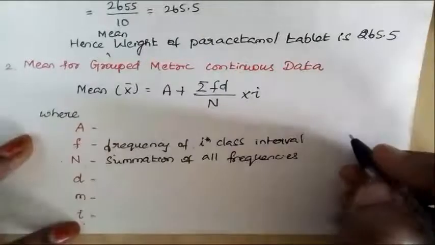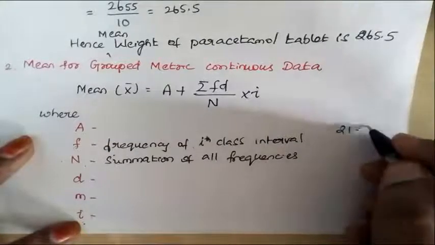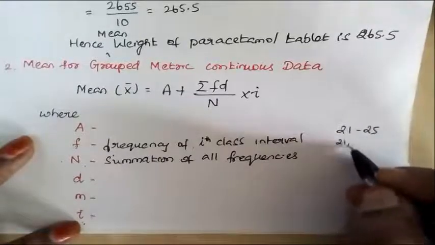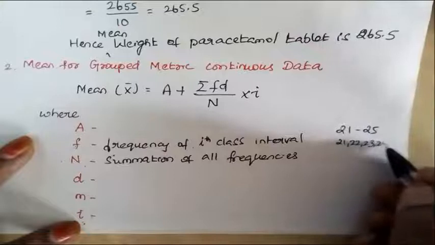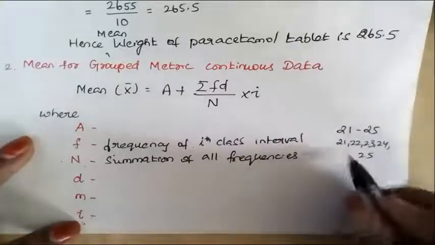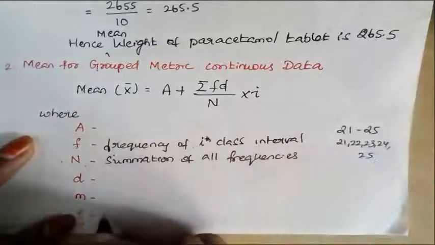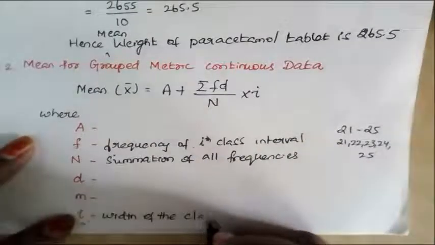Suppose you are given the value 21 to 25. The width of this range is, it starts from 21, 22, 23, 24 and 25. So this is the width of the interval. So the counting is 5. I is the width of the class interval.